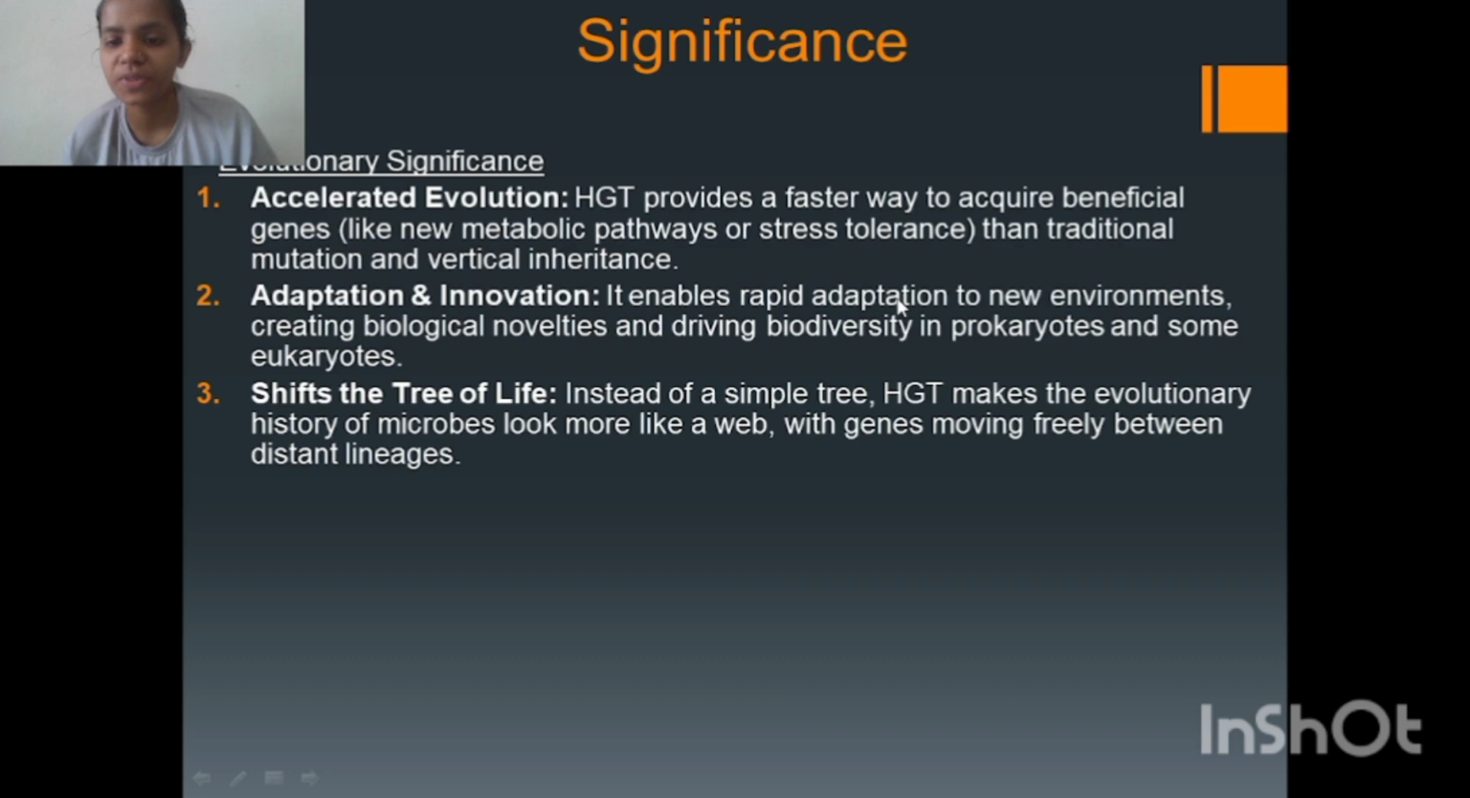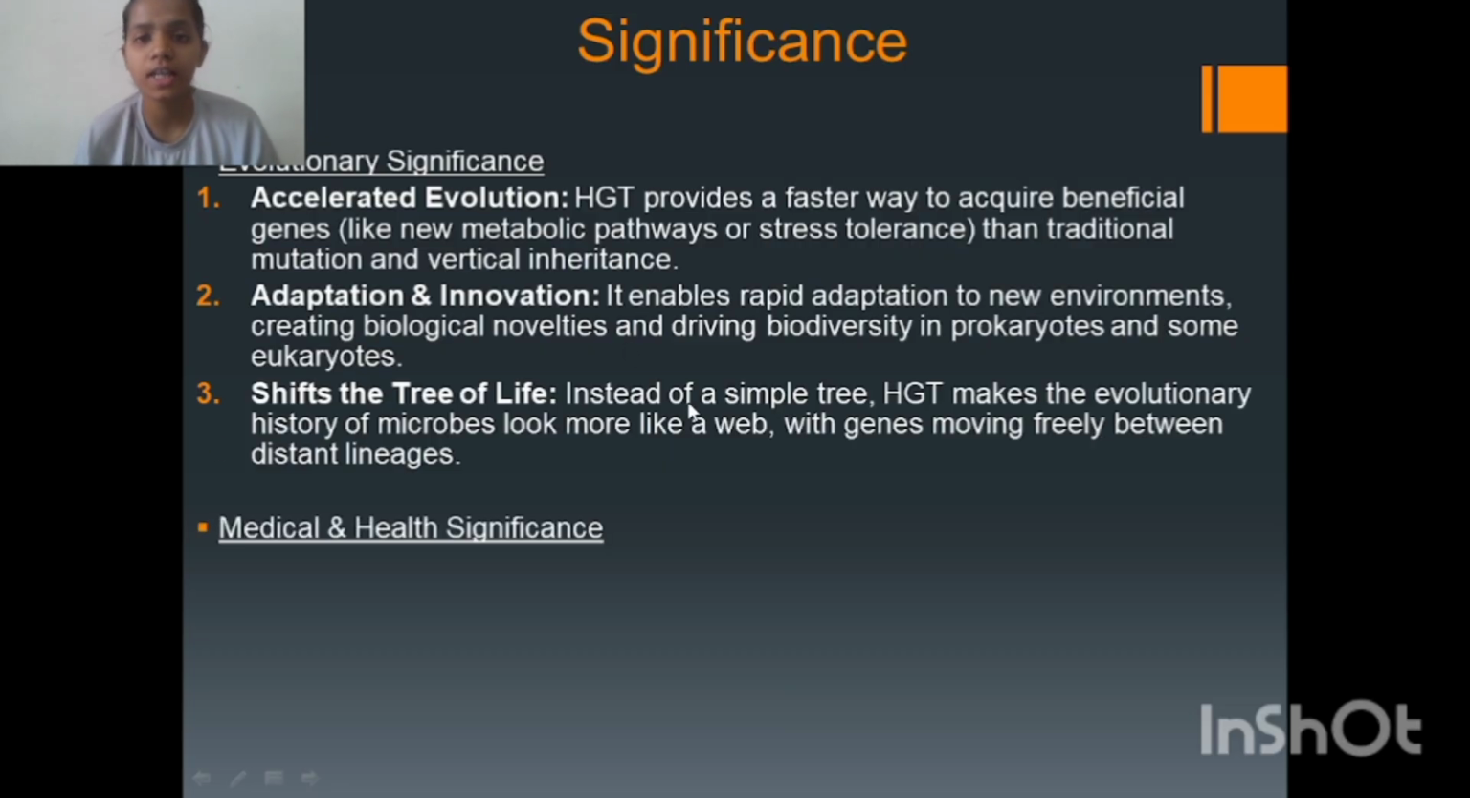It enables rapid adaptation to new environments, creating biological novelties and driving biodiversity in prokaryotes and eukaryotes. Shift the tree of life. Instead of a simple tree, HGT makes the evolutionary history of microbes look more like a web, with genes moving freely between distant lineages. Next, we have medical and health significance.